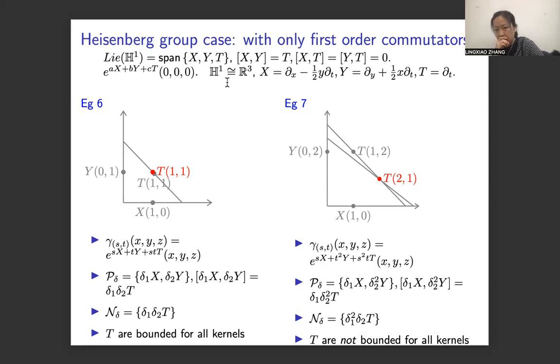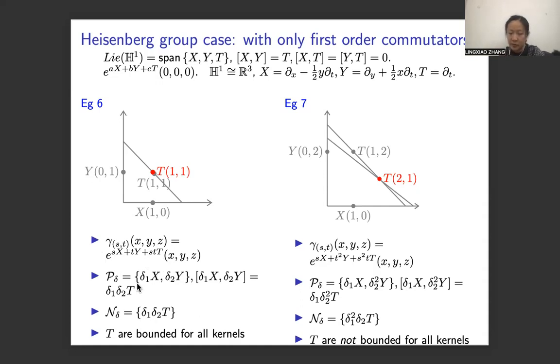So we actually can realize these X, Y, T satisfying the above relation with dx, dy, dt being the standard coordinates of R3. We can let X be dx minus half y dt, Y be dy plus half x dt, and T be dt. Okay, so that's the Heisenberg group. And let's consider example 6 here. We let gamma in the exponent be sX plus tY plus stT.